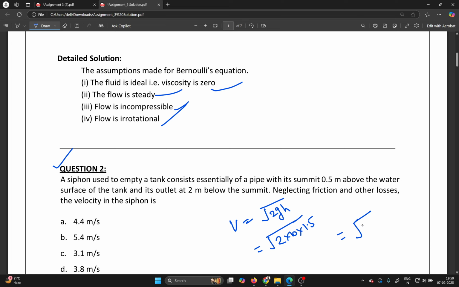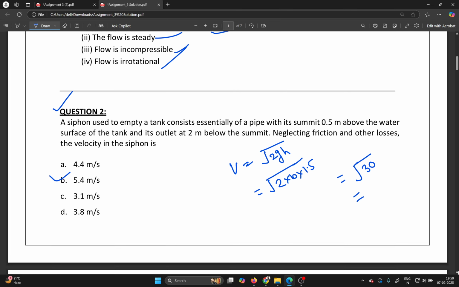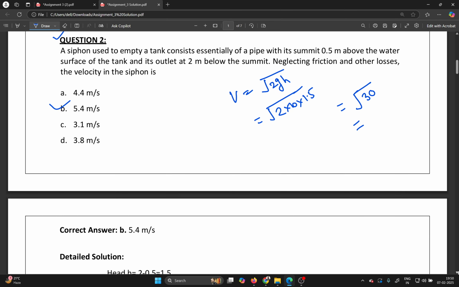so 30. So when you take the 5 point something, option B should be correct. Let me just go through. Yes, option B is correct.